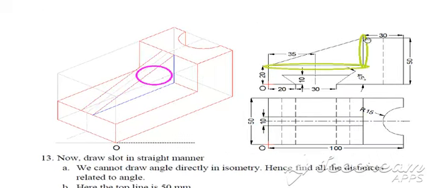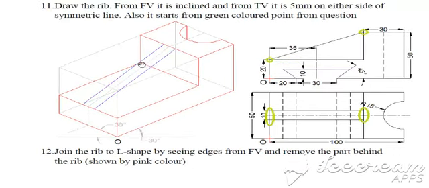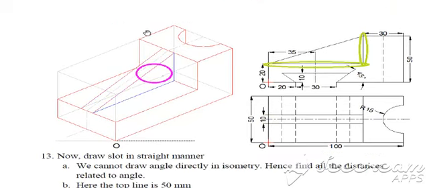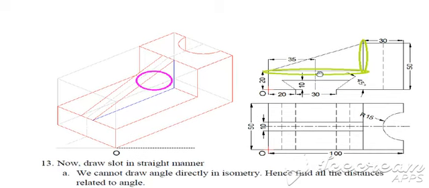Again here, these edges will be visible. So you are supposed to draw these edges by joining the line. From here draw the vertical line and from here draw the line along the length. Again, these edges will not be visible, as this edge will be on the back side of the rib. So remove that. Here you can see you are supposed to remove the edge which is on the back side of the rib. Now let's move to this slot.